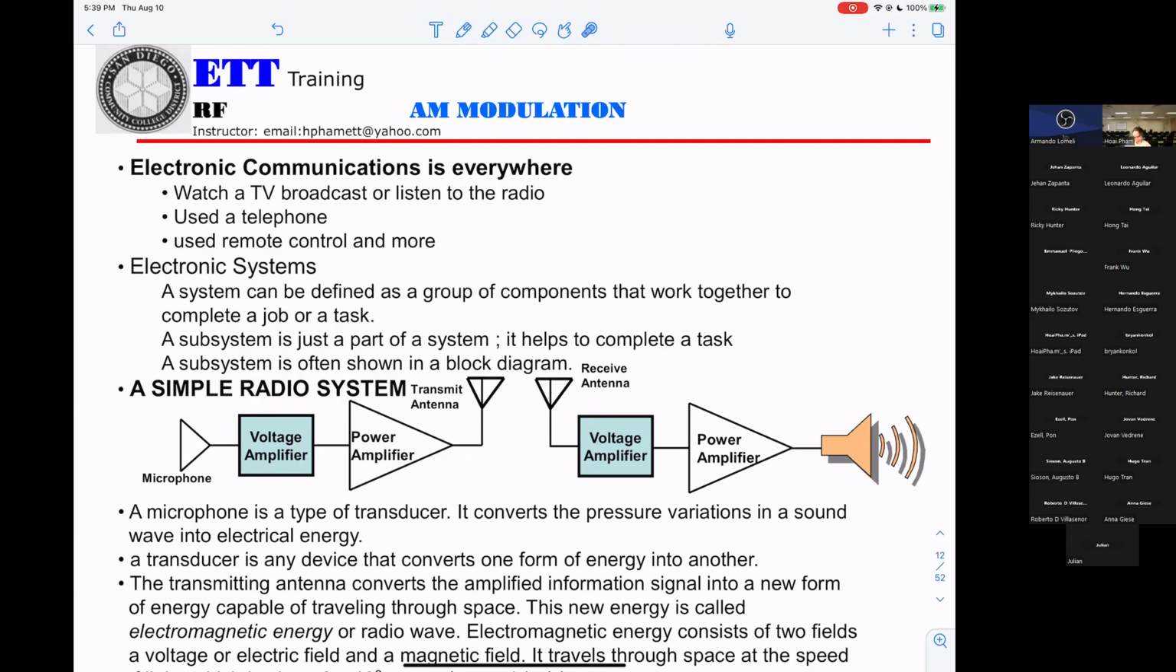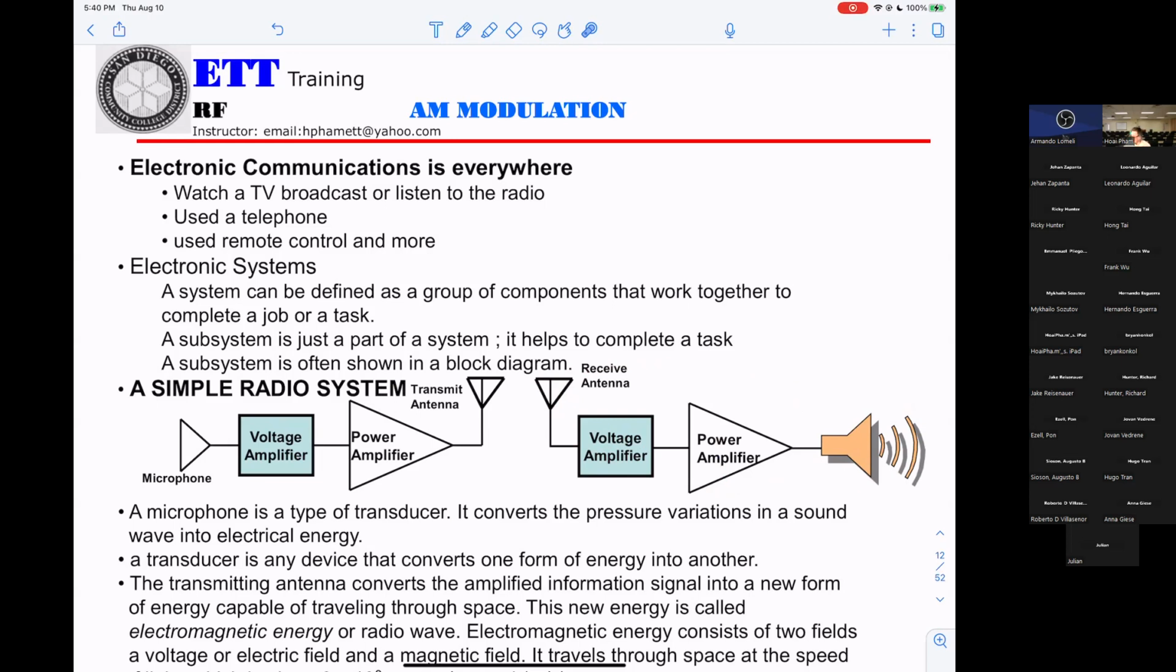And this one here is the receiver. That means your radio. Your radio antenna is here. You get the signal, it goes to the voltage amplifier, then to the power amplifier, and then to the speaker. This is the receiver. Those are the two things you need to know: one is the transmitter and the other one is the receiver.